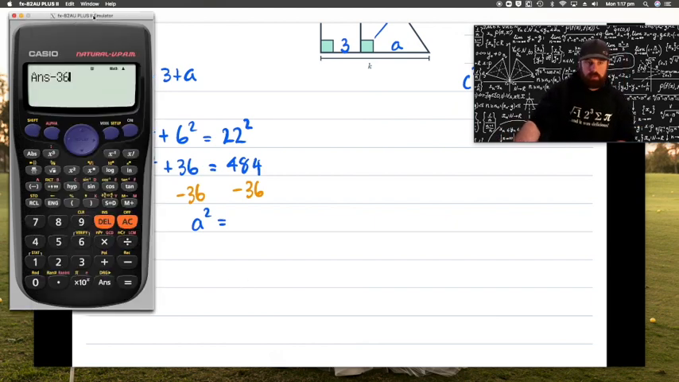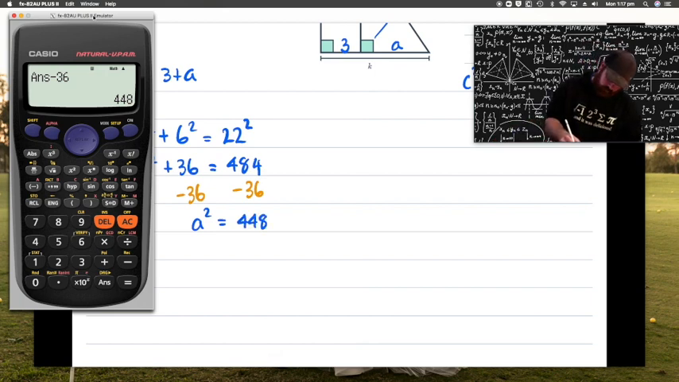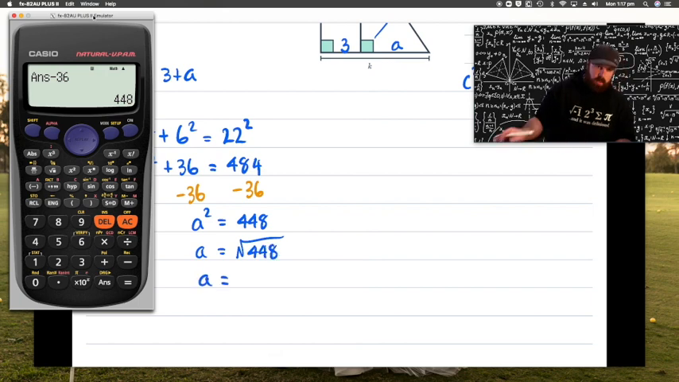So we are left with A squared is equal to 484 minus 36. So if we minus 36, we get 448. All right. Now, remember that's A squared. 448 isn't our final answer. We need to square root it. So A is equal to the square root of 448.